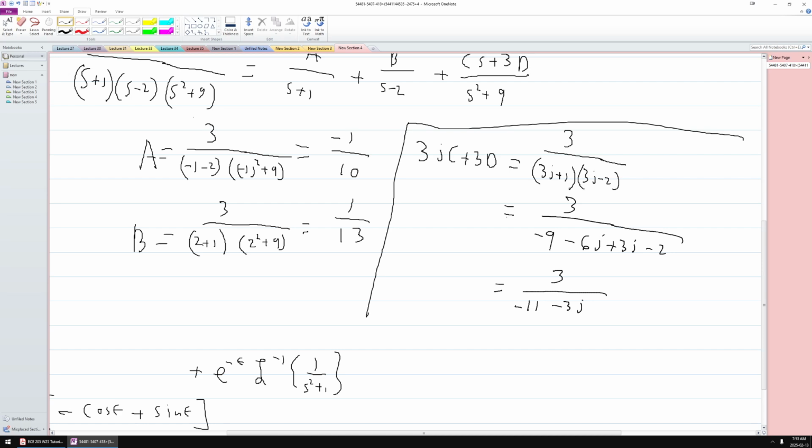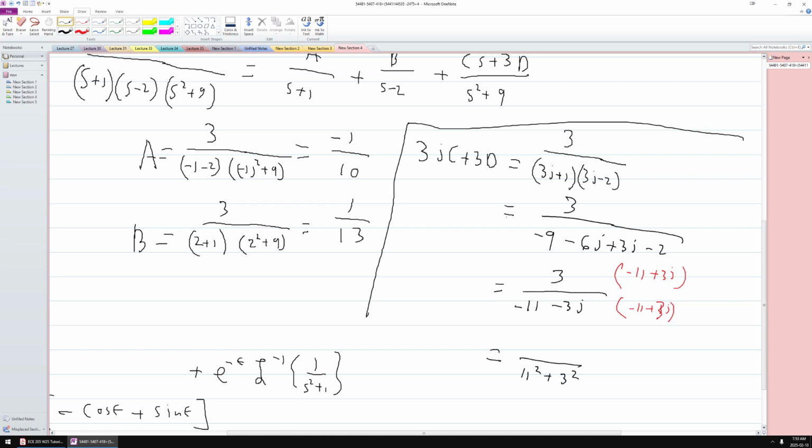So now what I want to do is change color. I need to get the complex number in the denominator up into the numerator. To do that, I multiply by the complex conjugate. So I get minus 11 plus 3j over minus 11 minus 3j. If I multiply by this, the bottom will just become the norm squared of the complex number. So that's going to be 11 squared plus 3 squared.